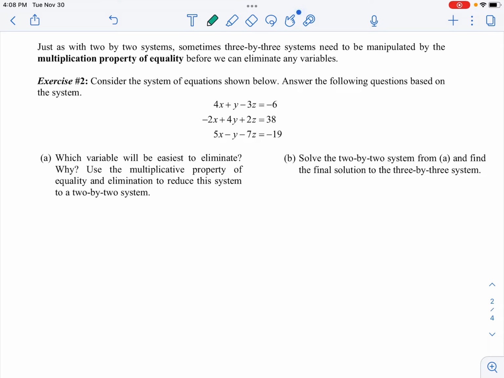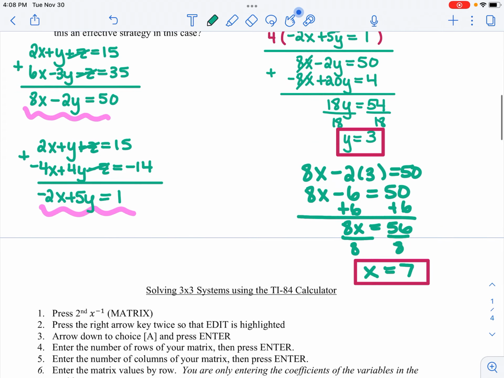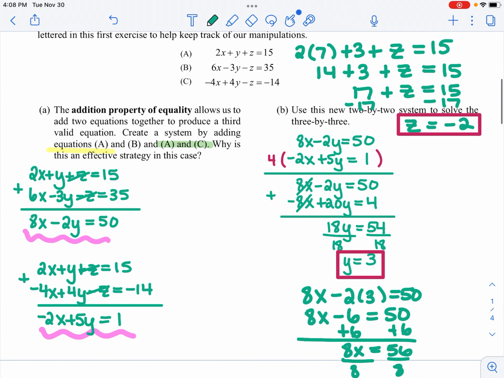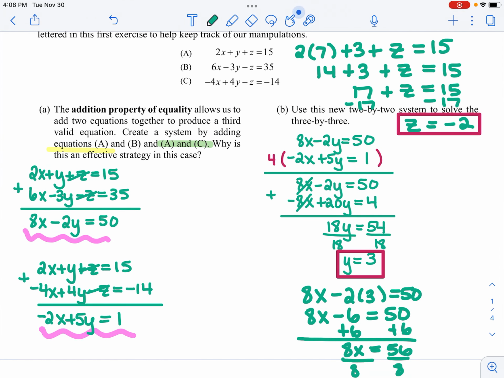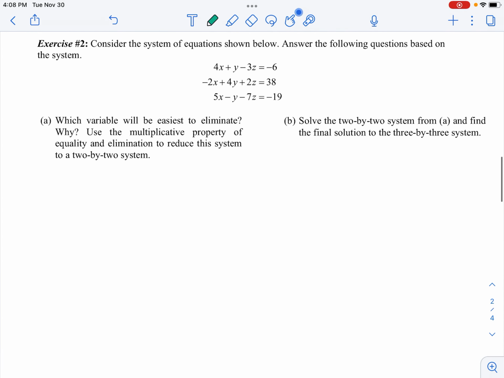So this little note before exercise 2 just says, just as in 2 by 2 systems, sometimes the 3 by 3 systems will need to be manipulated before we can eliminate any variables. So when looking back to our work in number 1, we didn't have to manipulate either equations A, B, or C. When we were eliminating z, all we had to do was line up A and B and then A and C. Because we already had these additive inverse terms, there was no manipulation we needed to do. So in number 2, we might need to do a little bit more work.